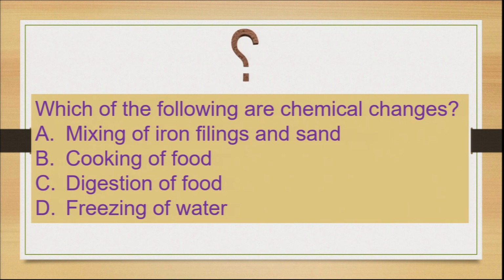The first question in front of you: which of the following are chemical changes? Four options are there. You have to find out which are chemical changes. First option, mixing of iron filings and sand. Second option, cooking of food. Third option, digestion of food. Fourth, freezing of water. So the answer is cooking of food and digestion of food are both chemical changes. The other two are physical changes.